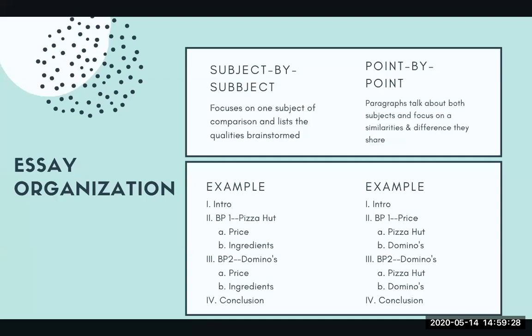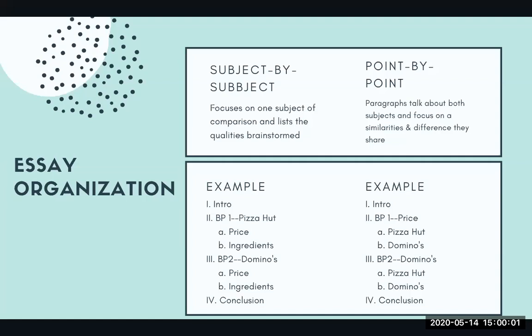That would be your second body paragraph, where you talk about the price, and you reference Domino's, but they're sort of separate in a way because they're two different body paragraphs. And then your last paragraph would be your conclusion. So that's subject by subject. It's still a great way to demonstrate the differences and similarities between two topics. There's also point by point.